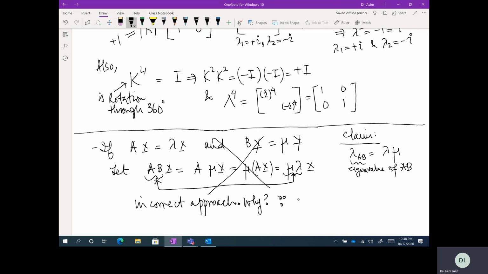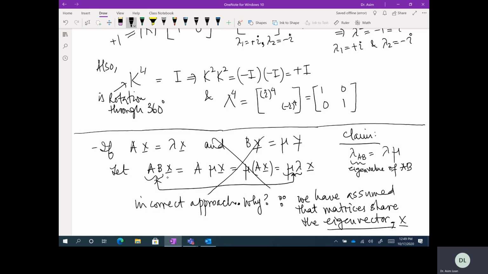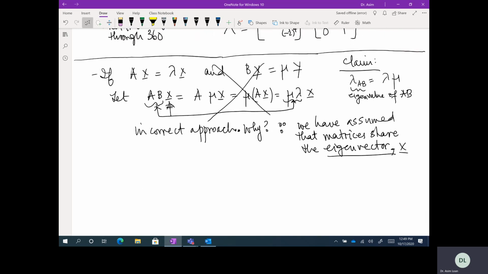We have assumed that the matrices share the eigenvector x. This is not true. So in general, this is not true. So let me give you an example.